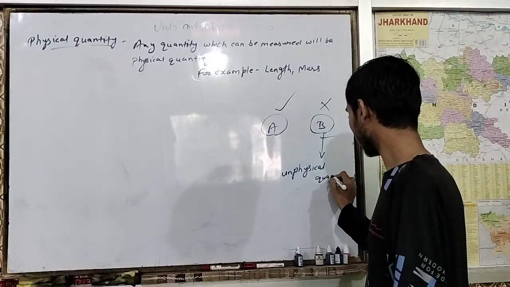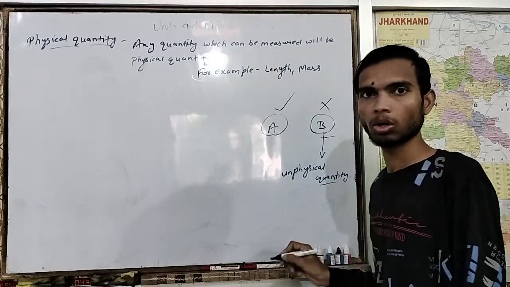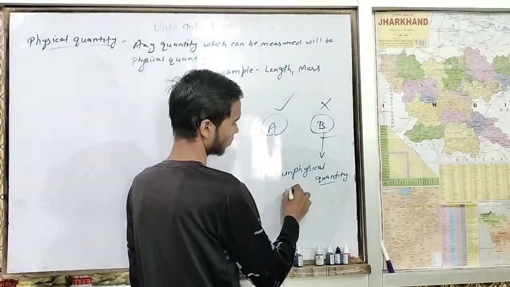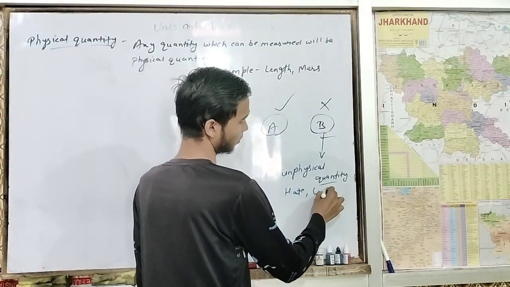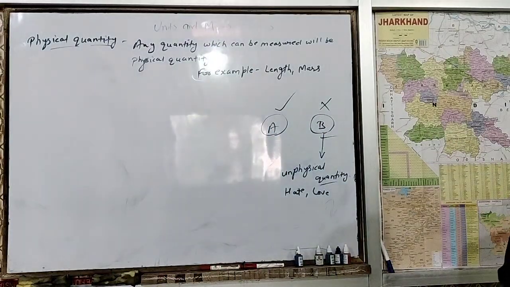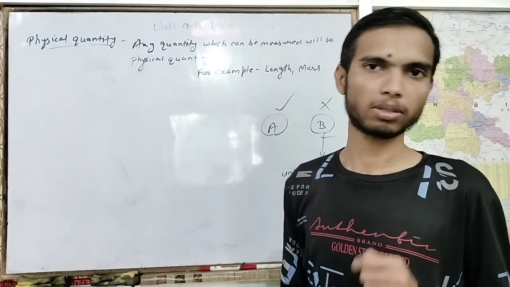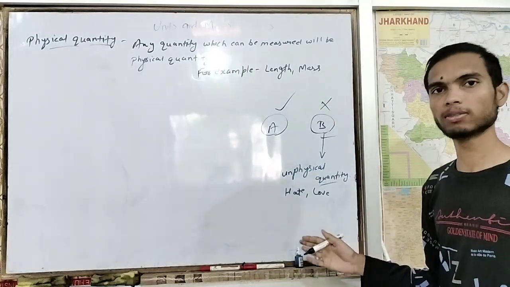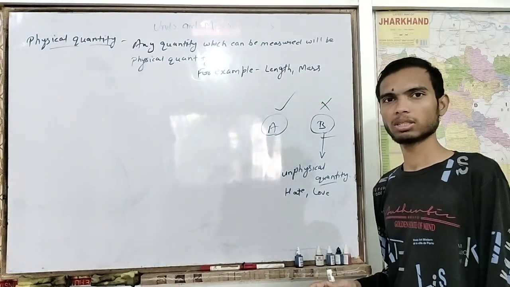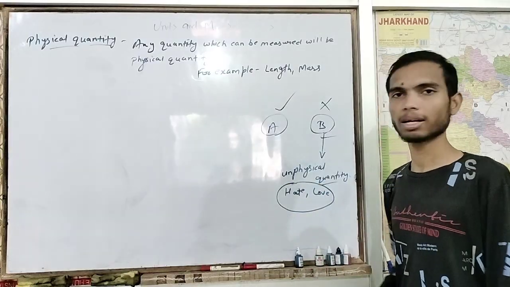Unphysical quantity. A real life example: hate, love, all these are unphysical. We cannot measure this just by using a tape. Can you say, yes, this much kg of love, this much kg of hate? No, it is not making sense, isn't it? So all this will be known as unphysical quantity.